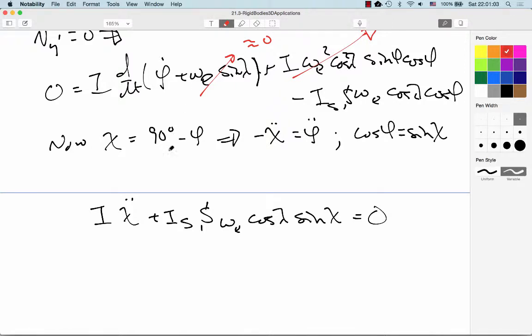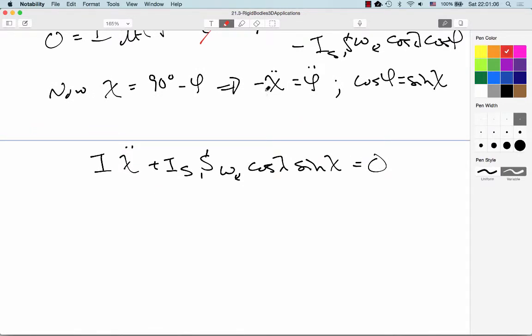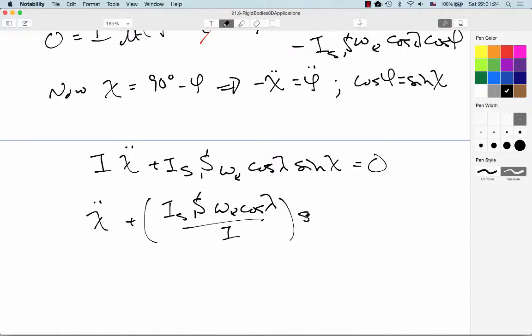So we can divide through by I, and we can get into a standard form: chi double dot plus I_s S omega_e cos lambda over I times the sine of chi equals 0. Where have you seen this before? Think about it. I'll get right back with you. Okay, this is the equation for a pendulum, right?